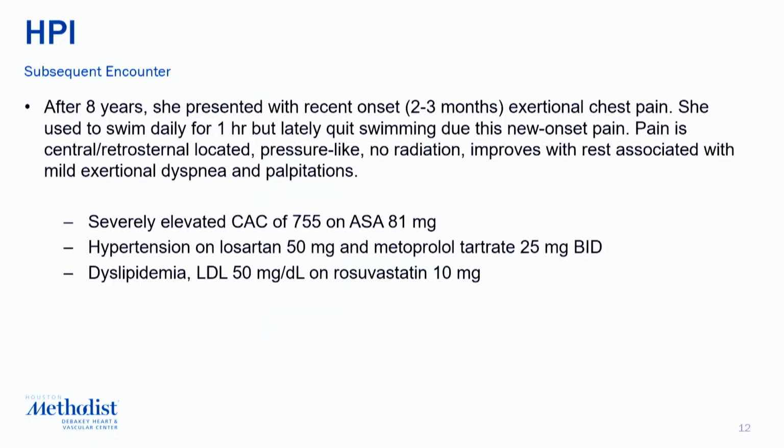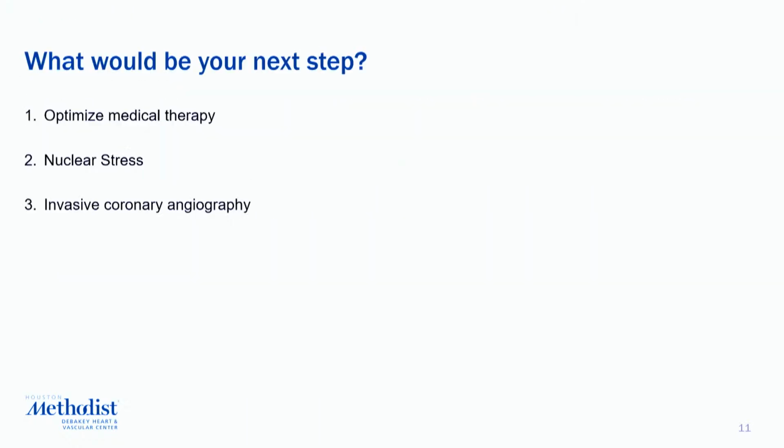Okay. Subsequent encounter. After 8 years, she presented with recent onset, 2 to 3 months of exertional chest pain. She used to swim daily for 1 hour, but lately quit swimming due to this new onset pain. The pain is central, retrosternal, pressure-like, no radiation, improves with rest, and associated with exertional shortness of breath and palpitation. Those are the main risk factors we already mentioned, the high calcium score, and the most recent LDL after optimizing medical therapy was 50 from the 140s. So what do you do next?